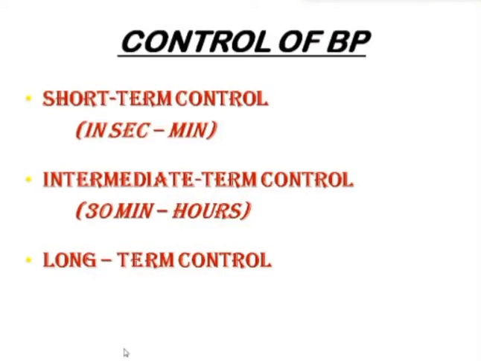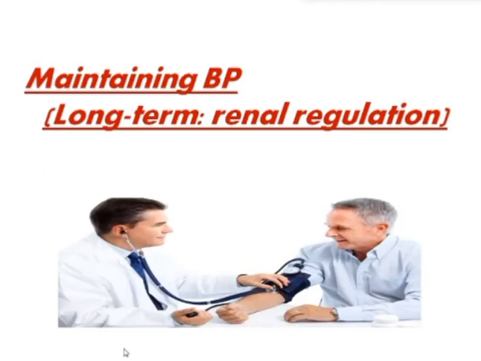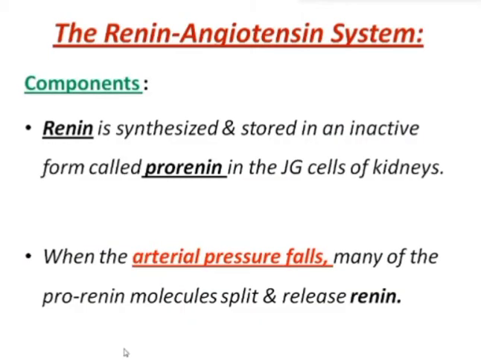So control of BP can be divided into three types: the short-term control, which occurs within seconds to minutes; intermediate, 30 minutes to hours; and the long-term, which is mainly the renal control. It can stay as long as possible. ठीक है, मतलब जब तक जरूरत होगी ये mechanism act करेगा. It is always there. So long-term control, that is the renal regulation of the blood pressure. So one is the direct effect of the kidneys to control the BP.